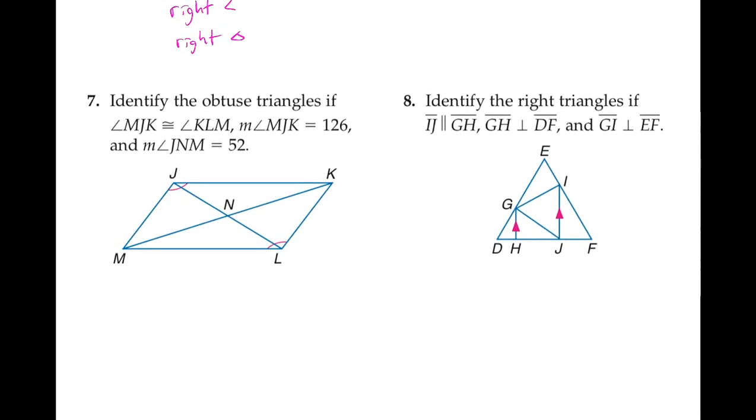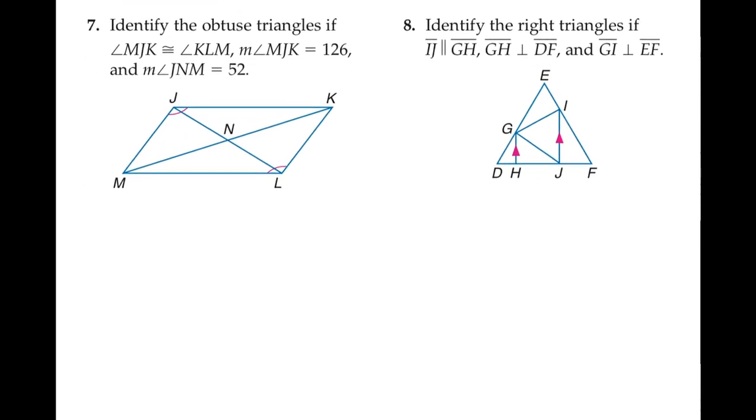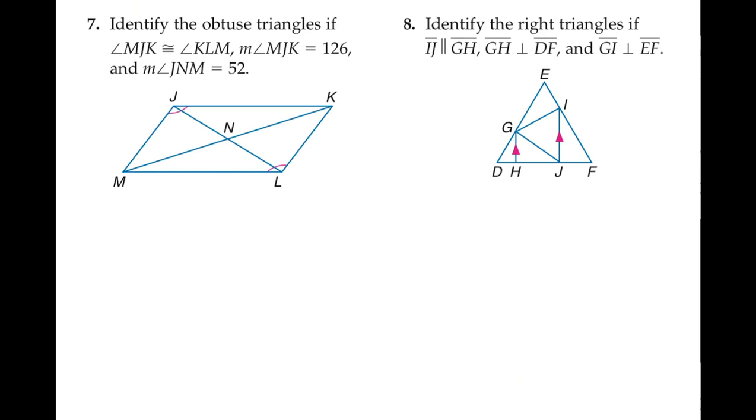All right, identify the obtuse triangles. It says angle MJK, as shown in the picture, is the same as angle KLM. And this is the measure of MJK, so MJK is 126, which means the other one too is 126, okay? And then it says JNM is 52. So this is 52, which means this is 52, which means we can subtract the linear pair, and we get this is 128 up here, this is 128 here.